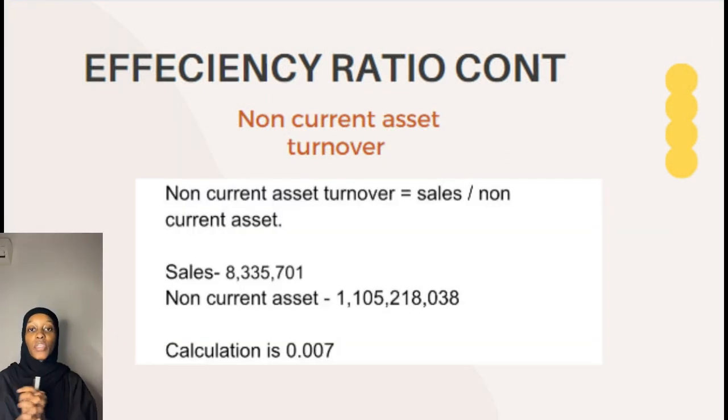Hi, my name is Rukia Hatib, and I will proceed in talking about the non-current asset turnover under the efficiency ratio. So in order to get the non-current asset turnover, you just have to do sales divided by non-current assets. So in the article, they already have the sales divided by non-current assets, and you get the answer.